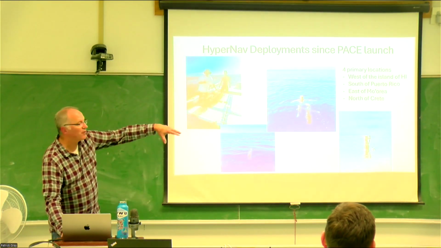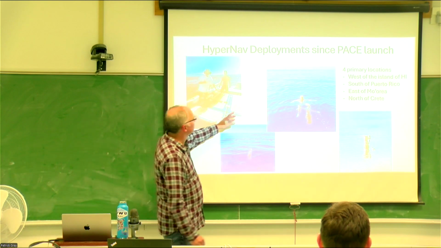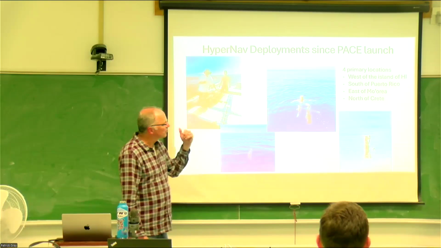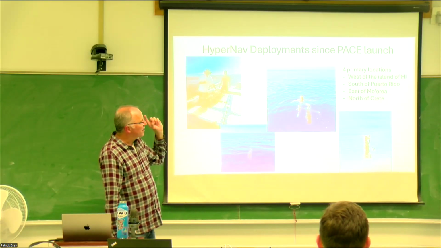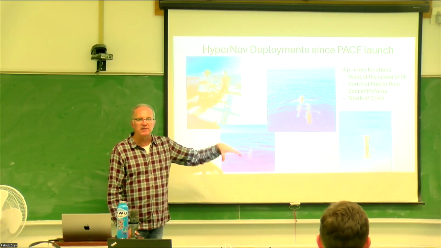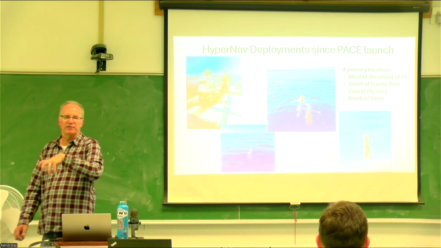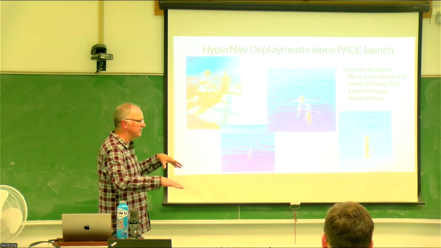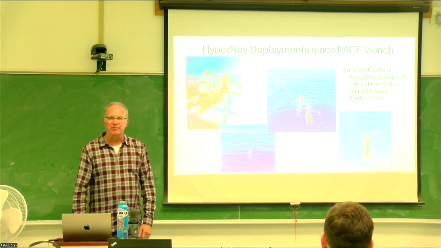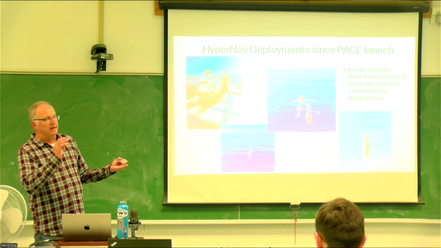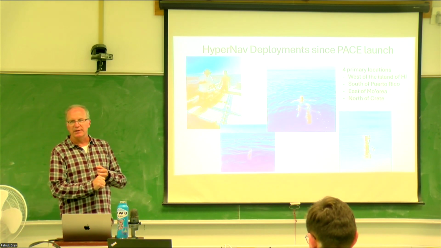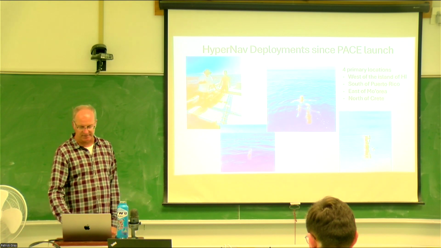All right, so we have 4 sites. We said west of the island of Hawaii, saw that one, south of the island of Puerto Rico, east of Moran, north of Crete. These all passed all those criteria I just went over. We did all this modeling, all the historical analysis. These were 4 of the best sites that met almost all the criteria and were affordable to get to and in and out of. Didn't cost us an arm and a leg.